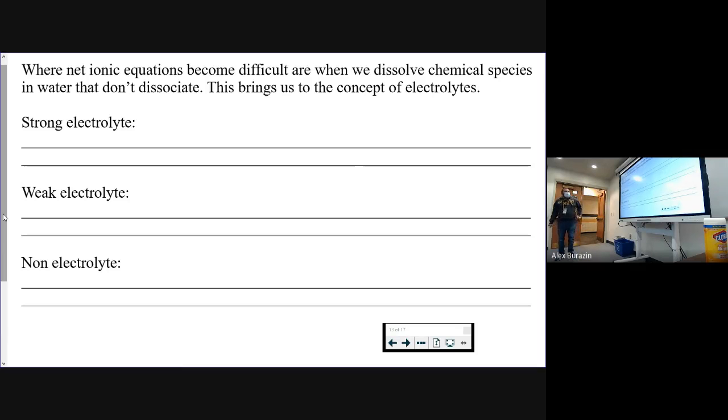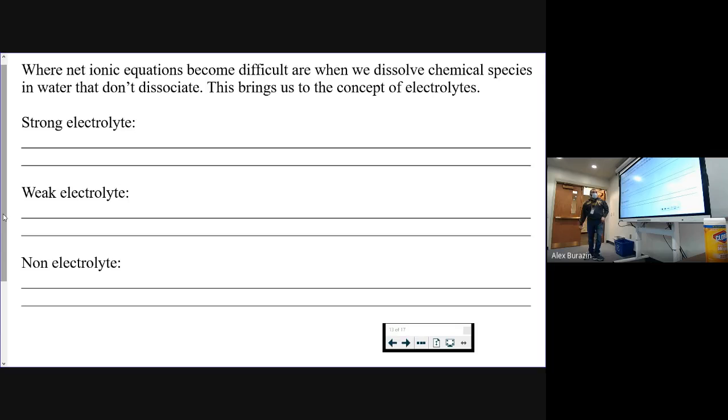Where net ionic equations become difficult is when we dissolve chemical species in water that don't dissociate, meaning some things dissolve in water, but don't break apart. Ionic compounds, like we wrote earlier, absolutely break apart. They dissociate 100%, meaning for every NaCl I put in water, every single one of those is broken. Every single one. We have 3 terms here: strong electrolyte, a weak electrolyte, and a non-electrolyte.